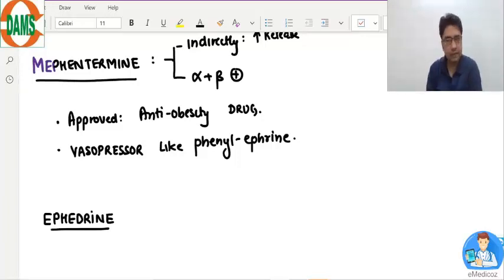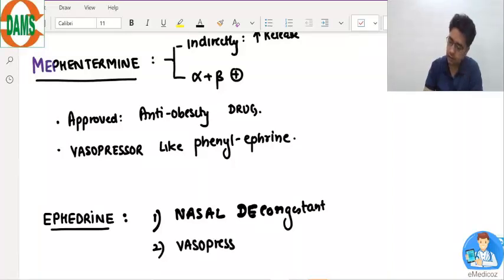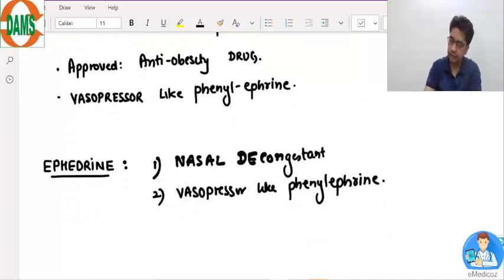Ephedrine, same like mefentermine, you will write first use, it is used as a nasal decongestant. It is also used as a vasopressor like phenylephrine. Okay, vasopressor like phenylephrine.